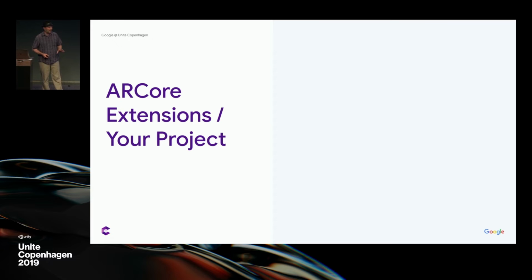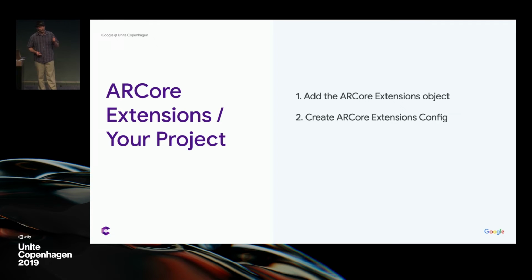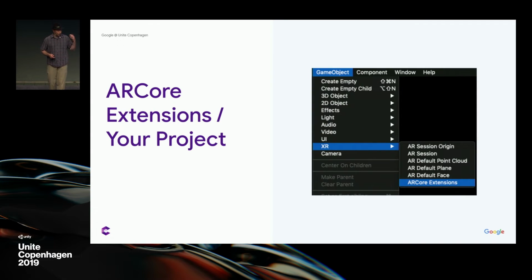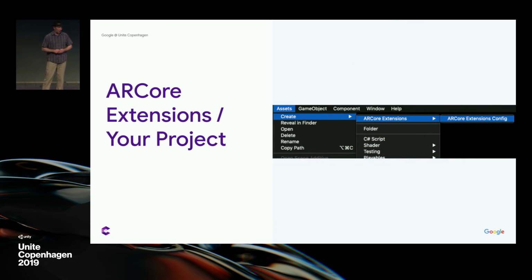Now, there are a couple things you're going to need to add to your scene to make this work. First, you're going to need a game object. This will give ARCore extensions an opportunity to interface with your environment better. You'll need a configuration to tell ARCore extensions which of the features you want to use and how you want them set up. And then you'll need to add a few references to existing AR Foundation objects, and I'll explain about that in just a moment. So, you'll find the ARCore extensions game object in the game object menu under XR, right next to all of the other AR Foundation features. You can create the extensions configuration as an asset from the assets menu under ARCore extensions config.